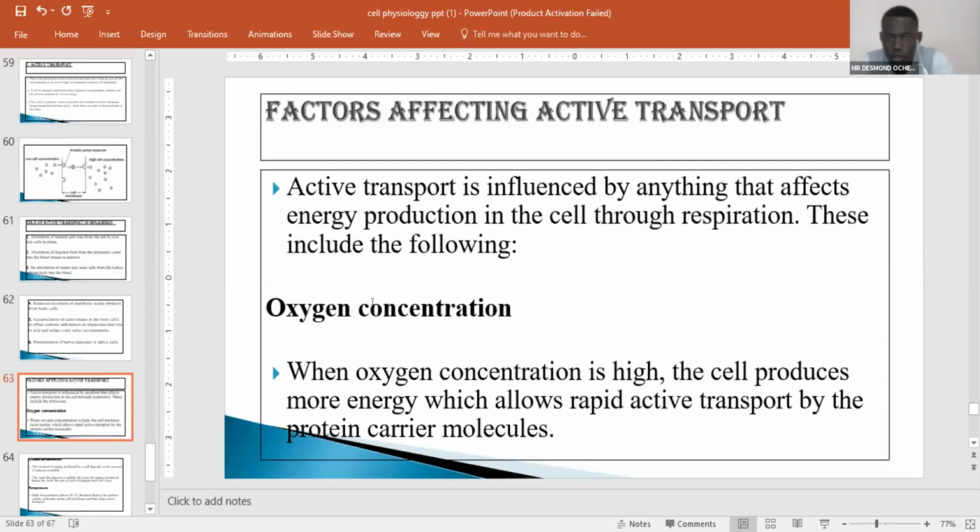oxygen concentration. Oxygen is very important in the process of respiration, which can take place both in the presence or in the absence of oxygen. But usually, when it happens in the presence of oxygen, a lot of energy is produced. So when the oxygen concentration is high, the cell produces more energy, which allows for rapid active transport by the protein carrier molecules, which require energy.